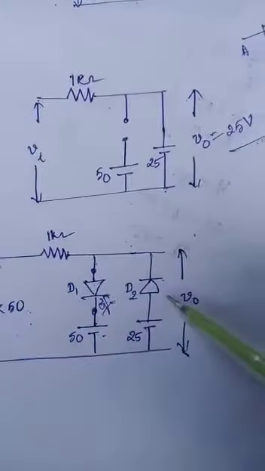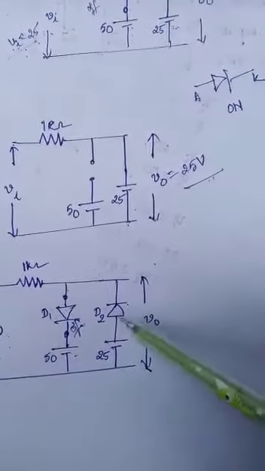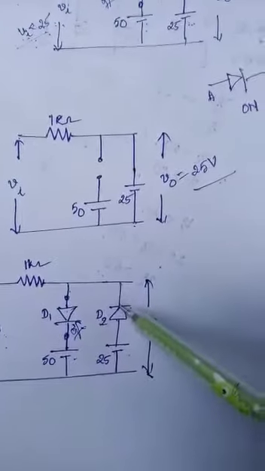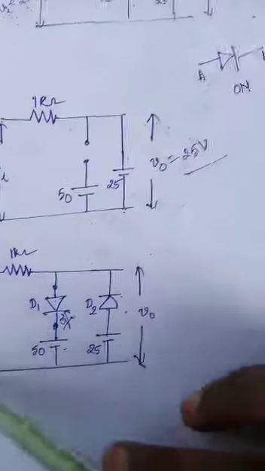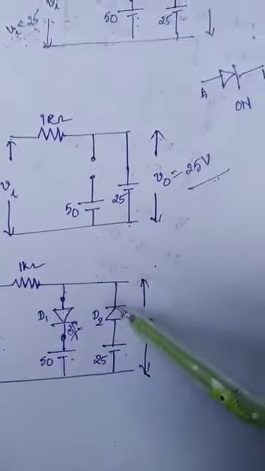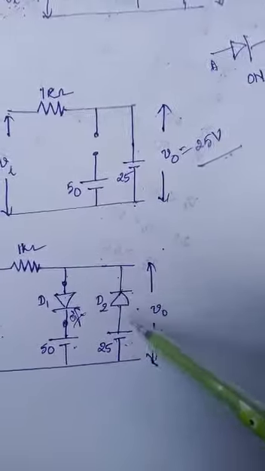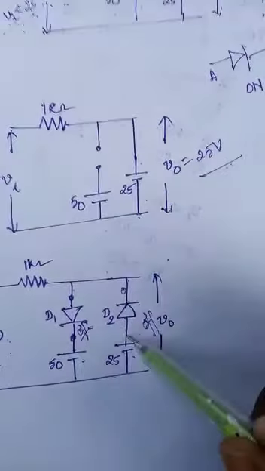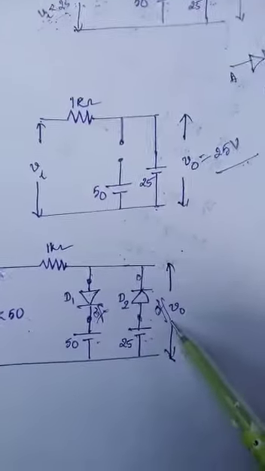Now coming to the second diode D2 condition here. The anode of D2 is connected to 25 volts, whereas the cathode is connected to a voltage in between 25 and 50. So the cathode voltage is more than 25, whereas the anode voltage is 25. So the diode is in reverse bias, so it is acting as an open circuit. So the equivalent circuit diagram for these two diodes in off condition is as shown.